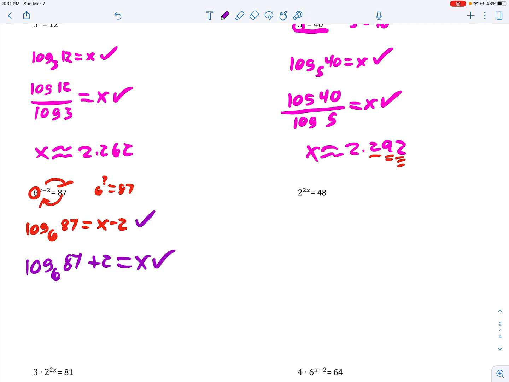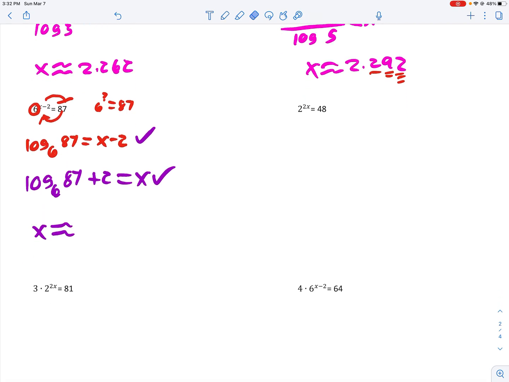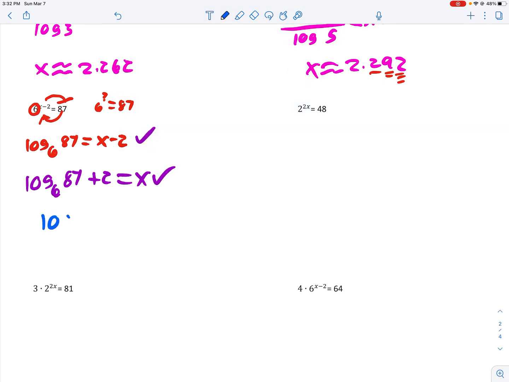So now how do I figure out what x is going to equal? So I'm going to type this in my calculator. Oh, wait, it's base 6. So I got to change that into base 10 before I try to figure out what x is. So this would be log of 87 divided by log of 6. Then I'm going to add 2, and there we go. So grab your scientific calculator, do log of 87 divided by log of 6.